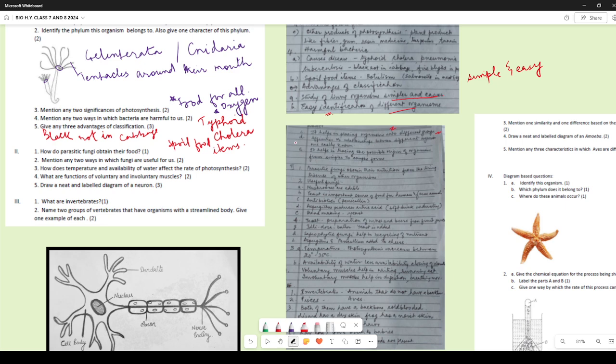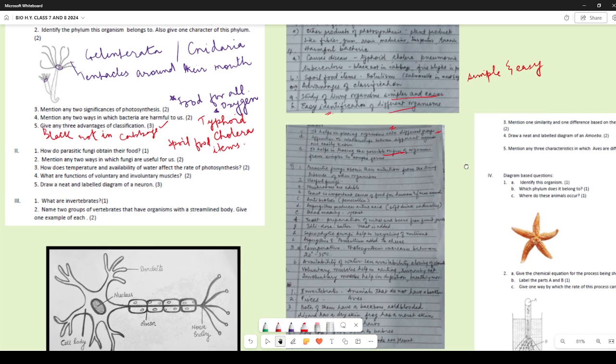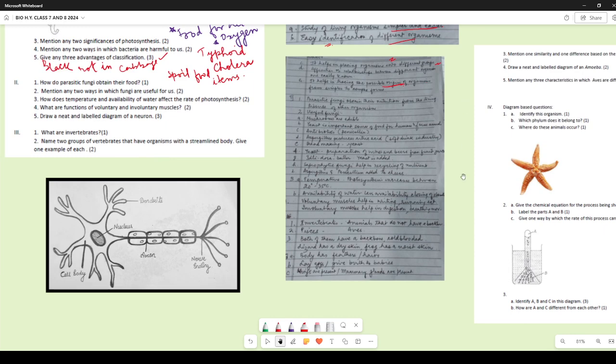It also helps us to understand the possible origin of organisms, how they moved from the simpler forms to the complex forms. So any of these three advantages you can write in this answer. Now let us move on to the next bit. So let me scroll a little bit up.